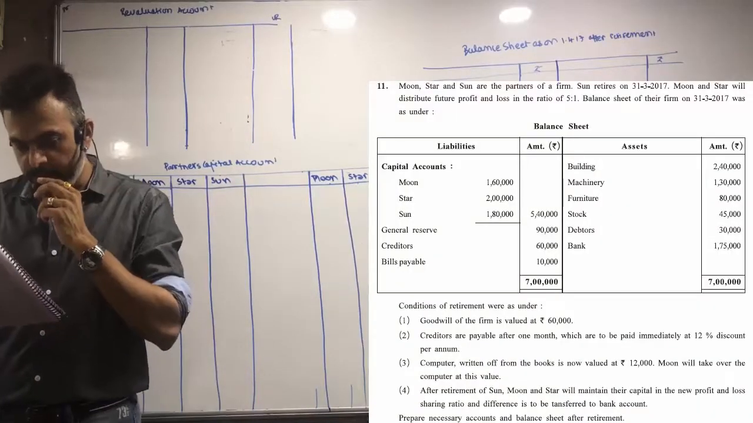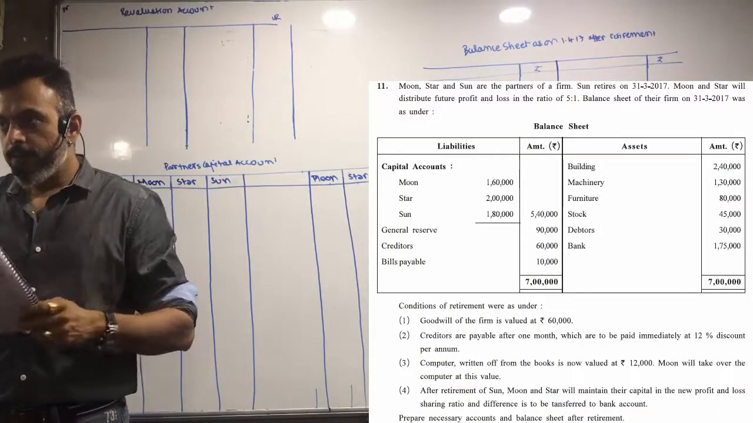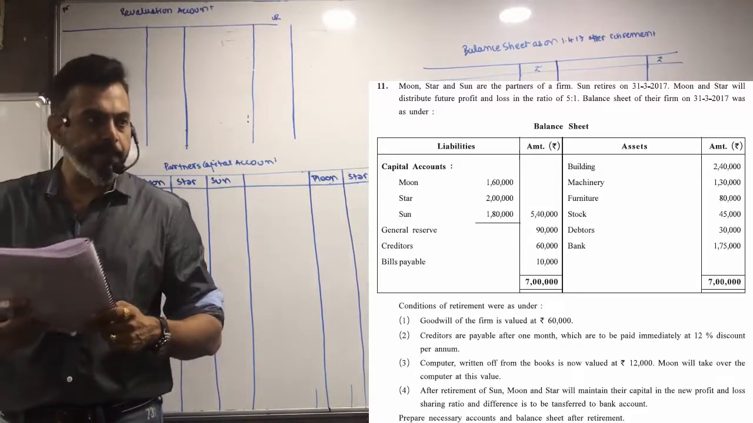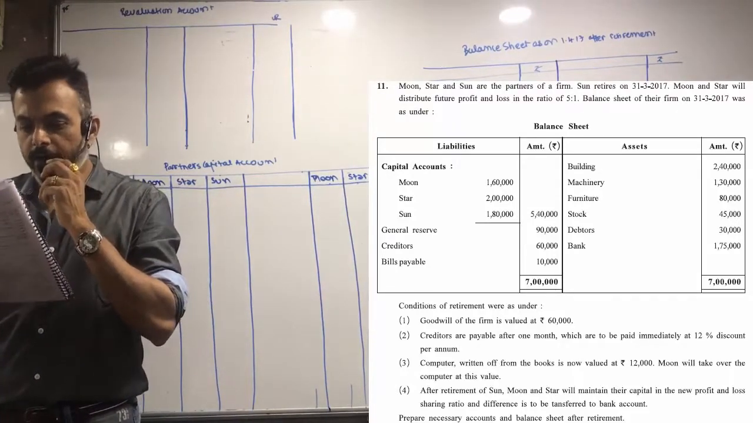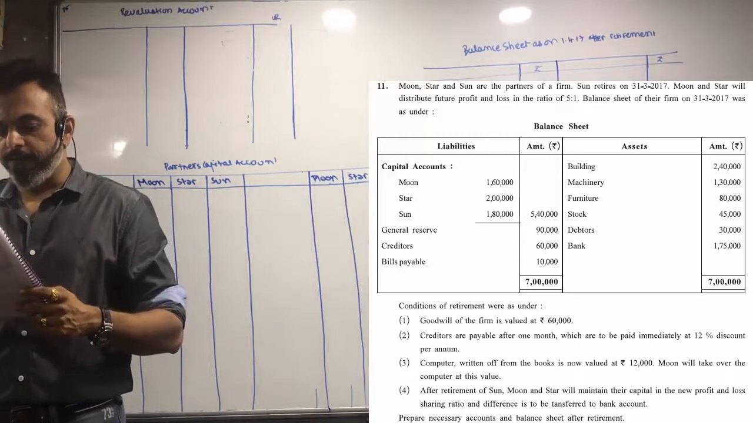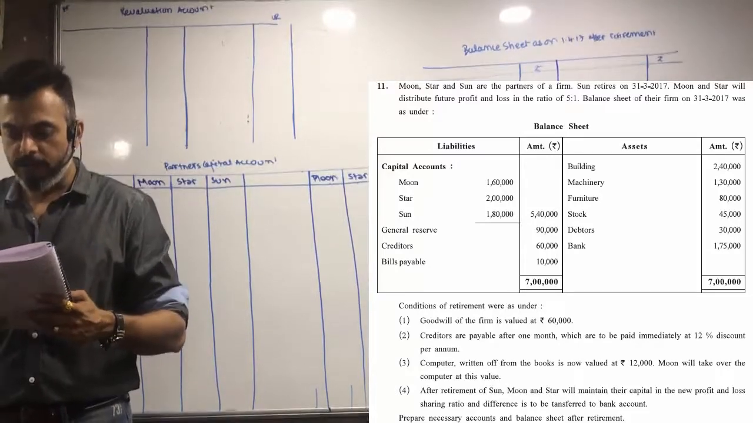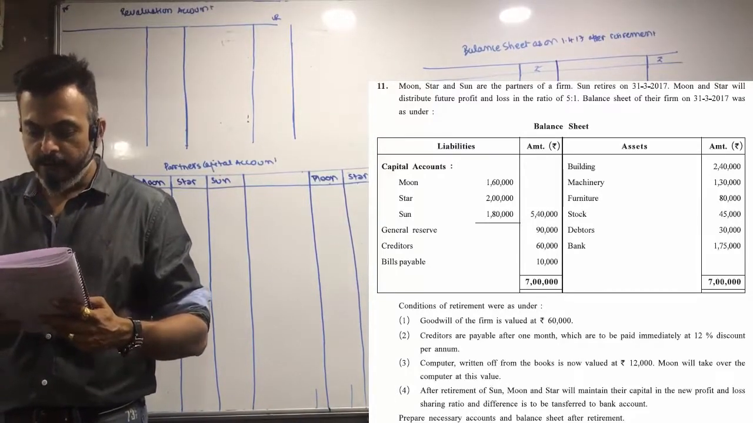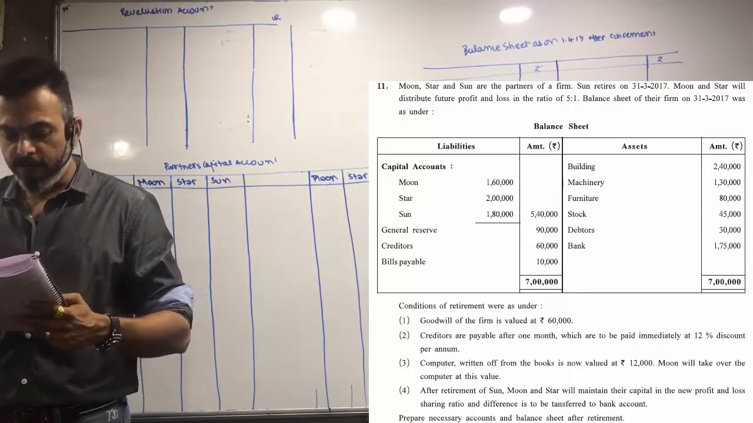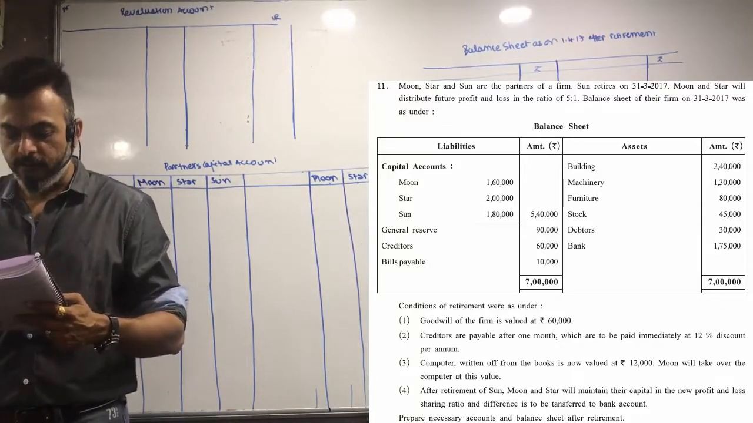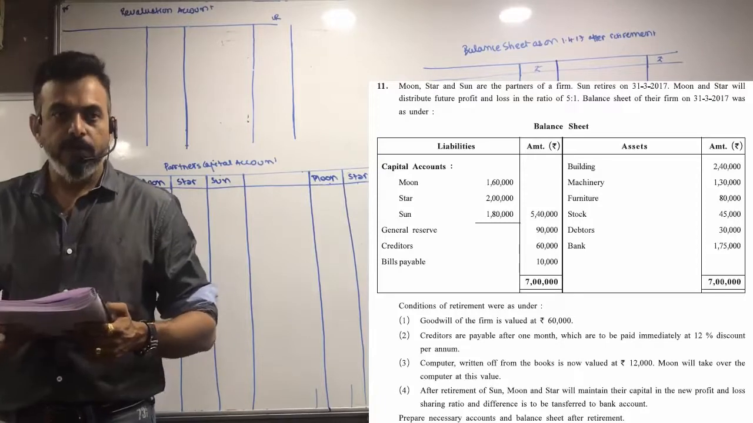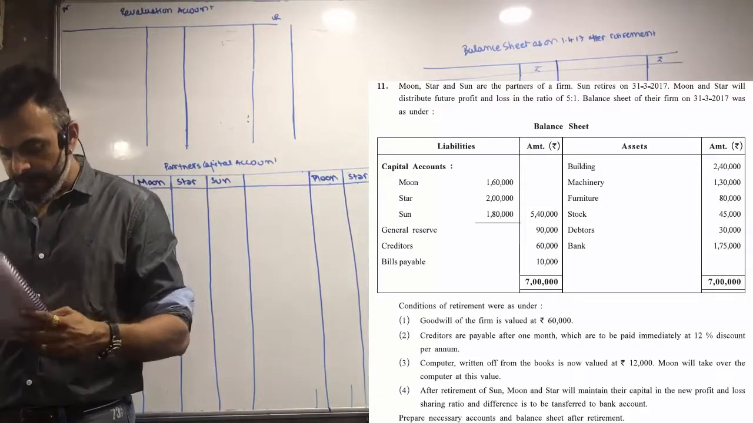Page number 269, question number 11. Moon, Star and Sun are partners of a firm. Sun retires on 31/3/2017. Moon and Star will distribute future profit and loss in the ratio of 5:1. So what is given? New ratio is given.